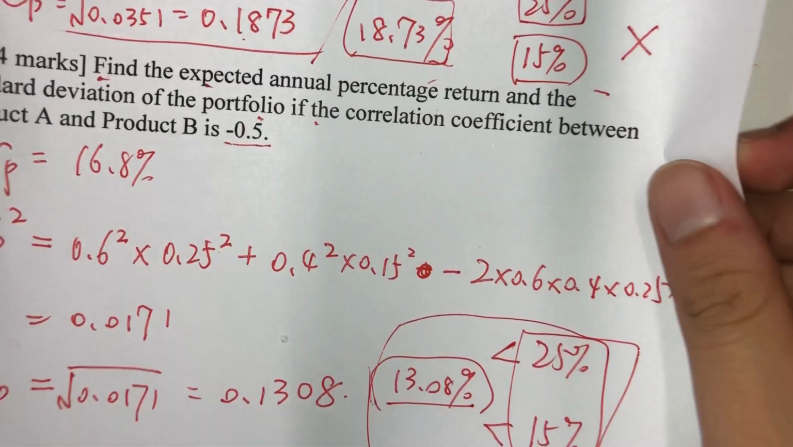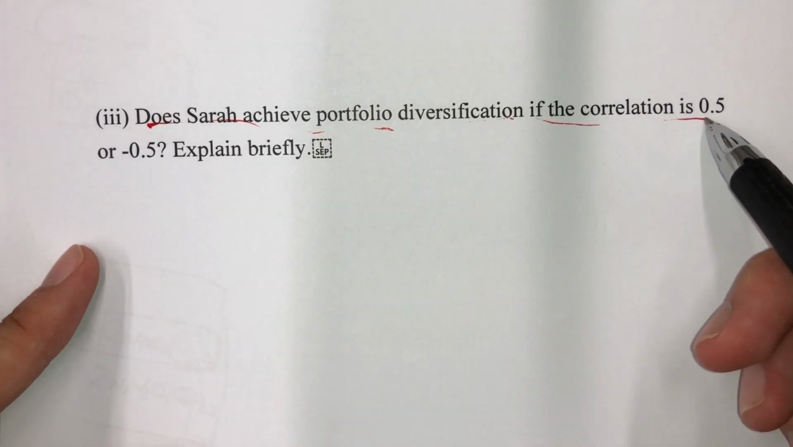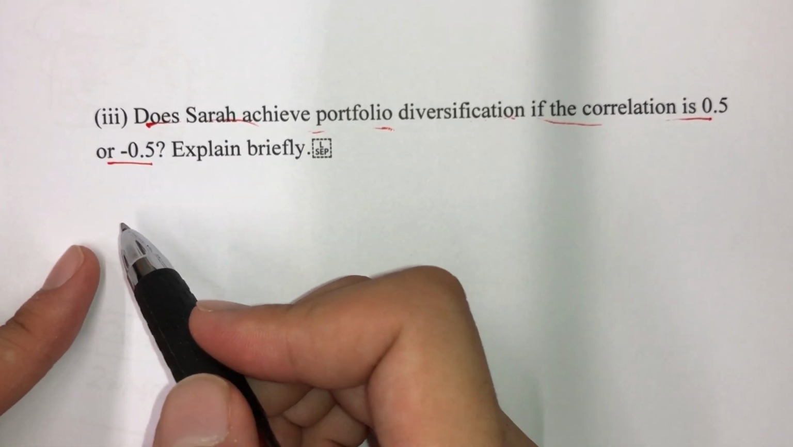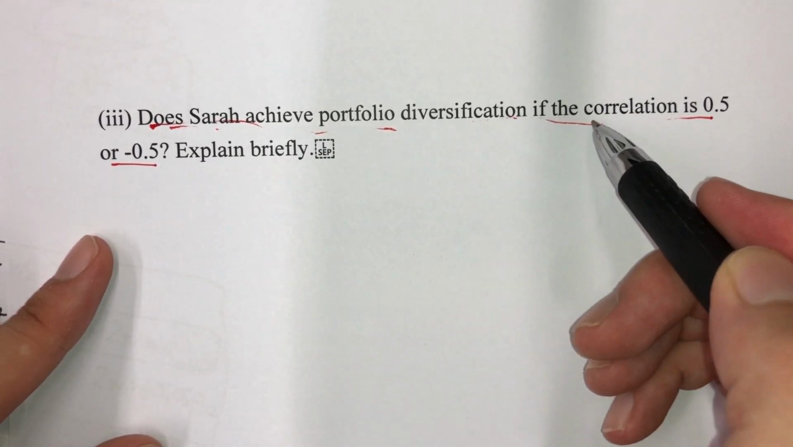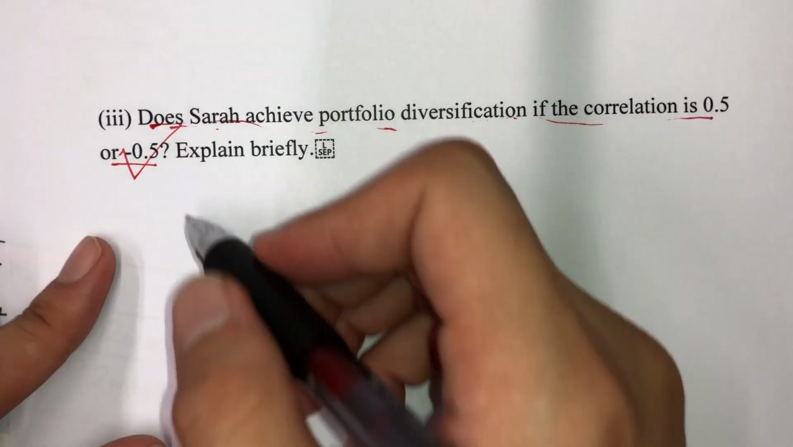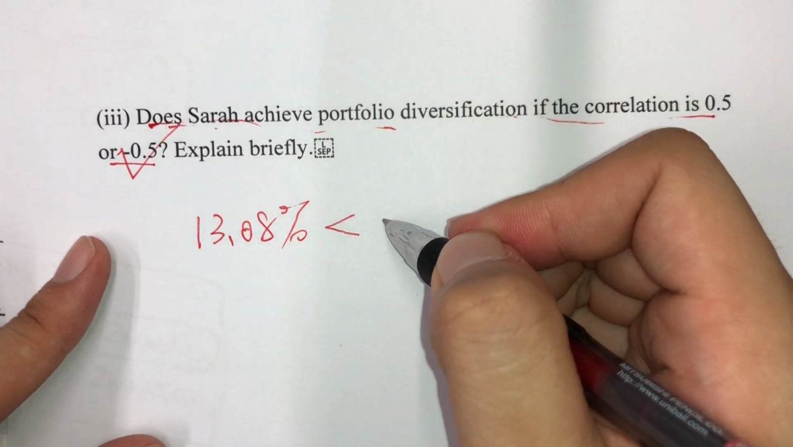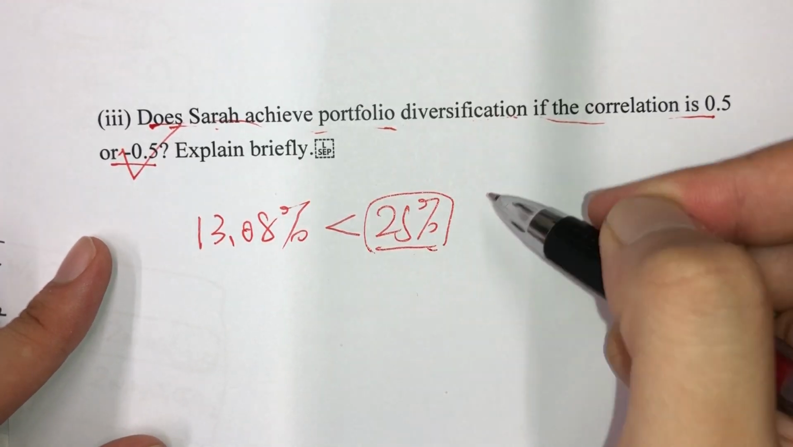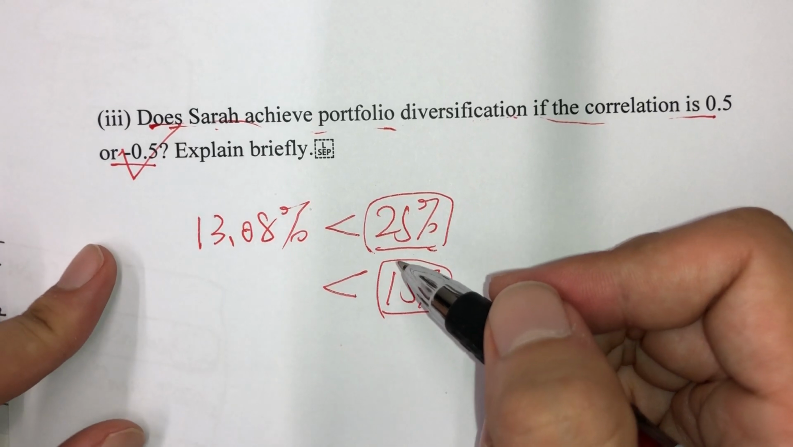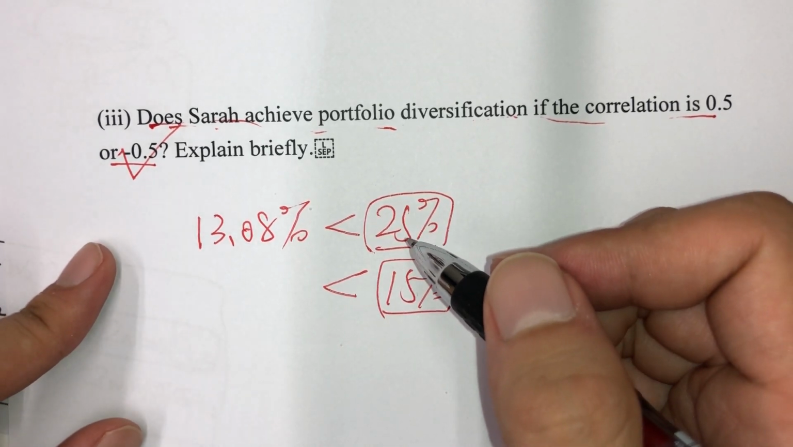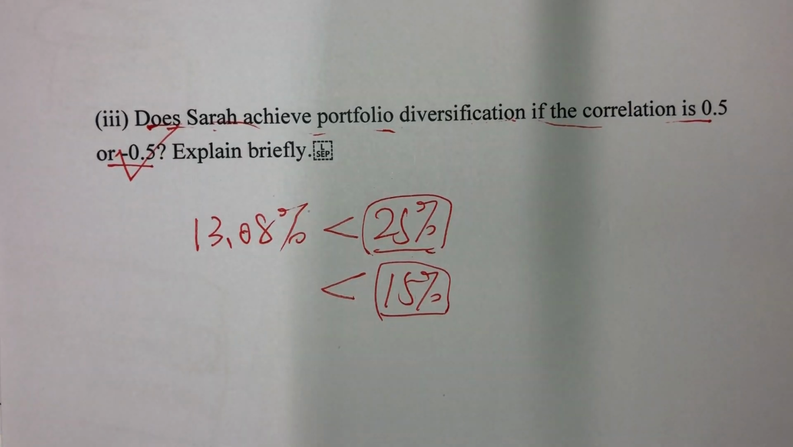Cool. So that is about question 3 here. So does Sarah achieve portfolio diversification if the correlation is 0.5 and minus 0.5? We can say that Sarah achieved portfolio diversification when the correlation is minus 0.5 because the portfolio standard deviation 13.08% is both less than 25%, which is the risk of stock A, as well as less than 15%, which is the risk of the investment B. So in this way, we say the portfolio diversification has been achieved. Alright, so that's all about today's question.